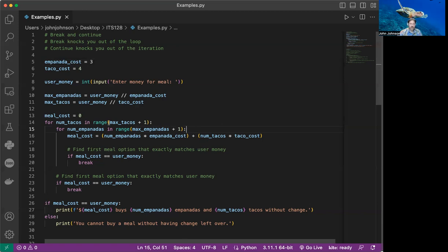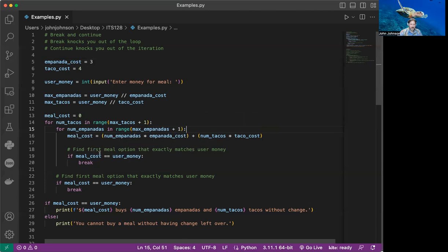So on the first iteration here, we're going to have tacos is equal to 0. So we're going to have 0 tacos, and so 0 times the cost is going to be 0. We're going to add that to 0, so we should get a bunch of 0 here. If the user money was 0, we would break out. Otherwise, we would continue on.